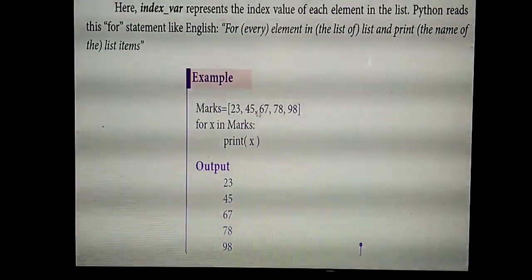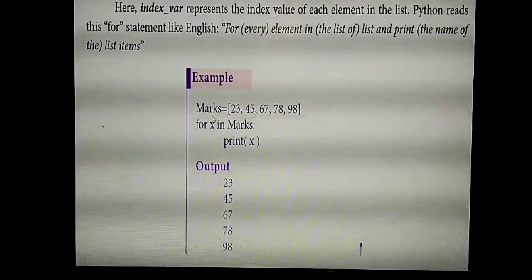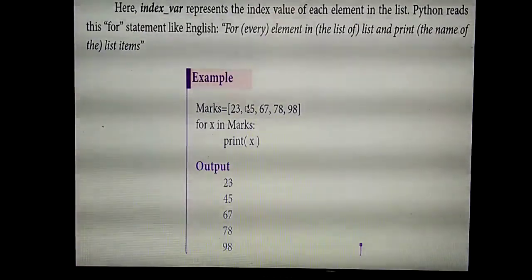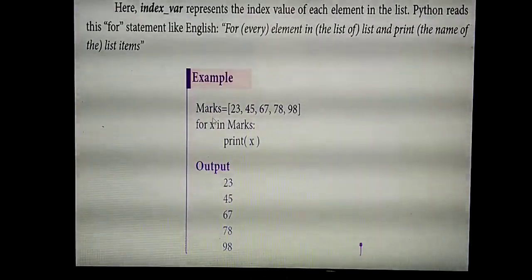So here also 5 marks. What's the name of the list here? Marks. So inside the marks list, they have stored 5 elements. So next we are going to assign a variable for this list called list variable.